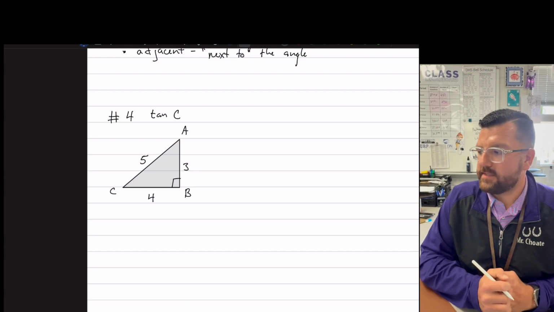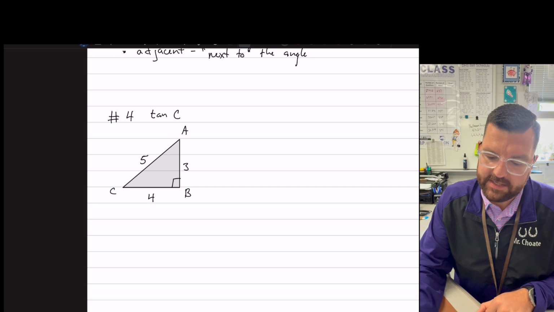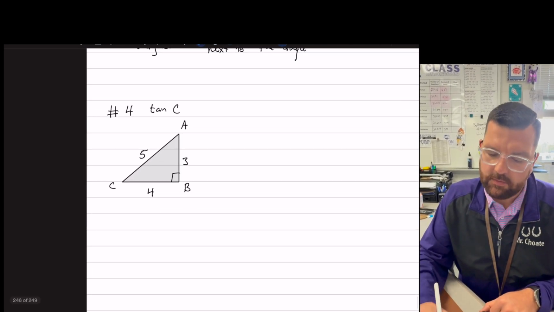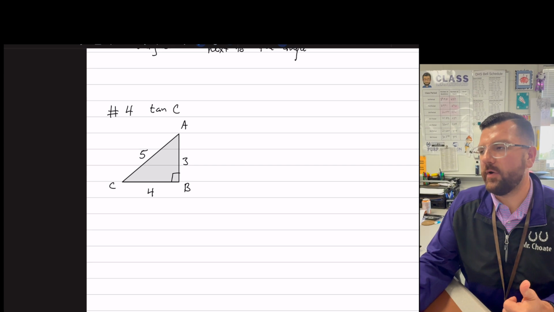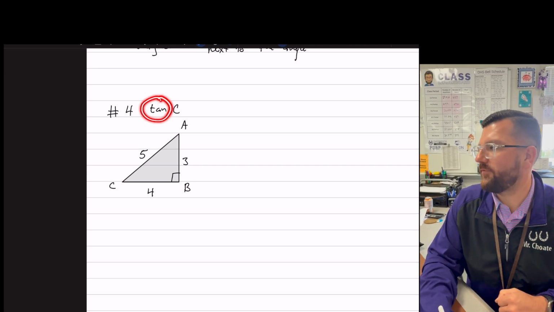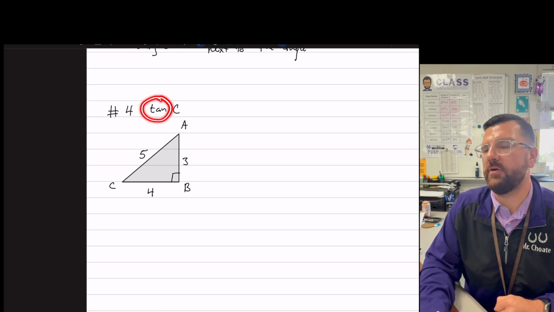Okay. Tan of C. The first thing I need to identify is where. Well, let me ask you this. What is the trig function it's wanting me to use? Tan. That's the trig function. What angle does it want me to build the ratio of tangent off of?